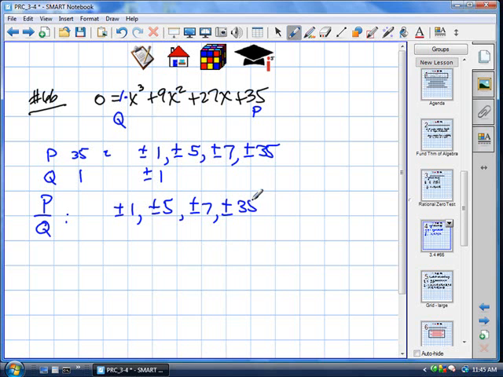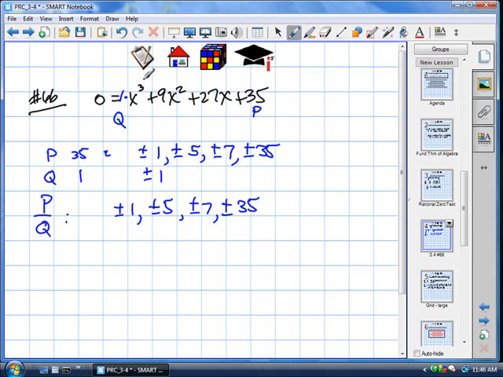So these are the candidates that I should use for solutions: 1, 5, 7, and 35, plus or negative. All right, now, let's try those. Let's start with the small one, 1, and let's see if 1 is a solution. Do you remember the old technique for doing that? Let's plug in 1 for every x, and let's see what we get. And that'll be our remainder. So let's try doing that one in our heads.